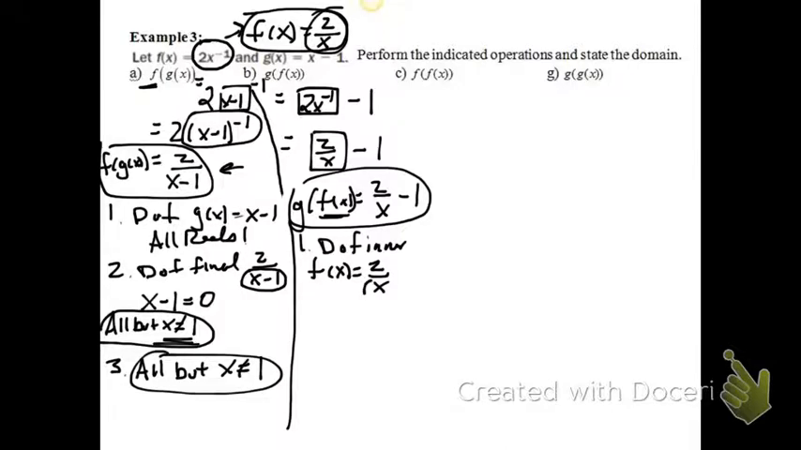And there is a domain issue. I have an x value in the denominator, and therefore I do not want x to be equal to 0. So far I know I can use anything besides 0 for my domain.